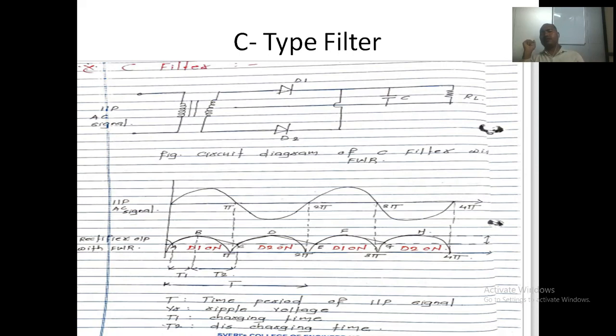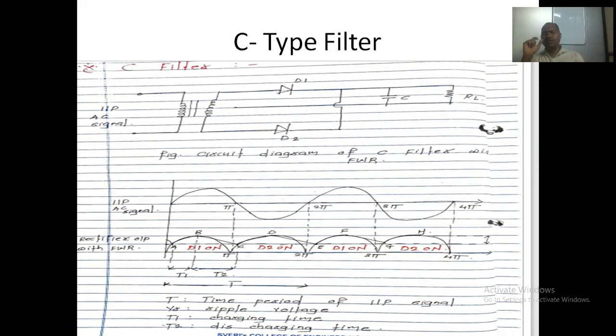Why should different filters be designed? The reason is the performance of your output should be enhanced, so we use added configurations of the filter. Initially we saw the basic type of filter. Which is the basic type? The C type of filter, also called the capacitor type of filter.